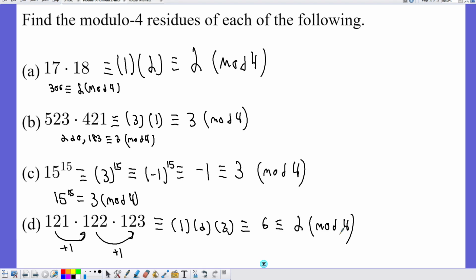And if we really cared, 121 times 122 times 123 is like a million something. So 1,815,726 is congruent to 2 mod 4. So these are some nice, easy, basic examples of problems involving multiplication and exponentiation.